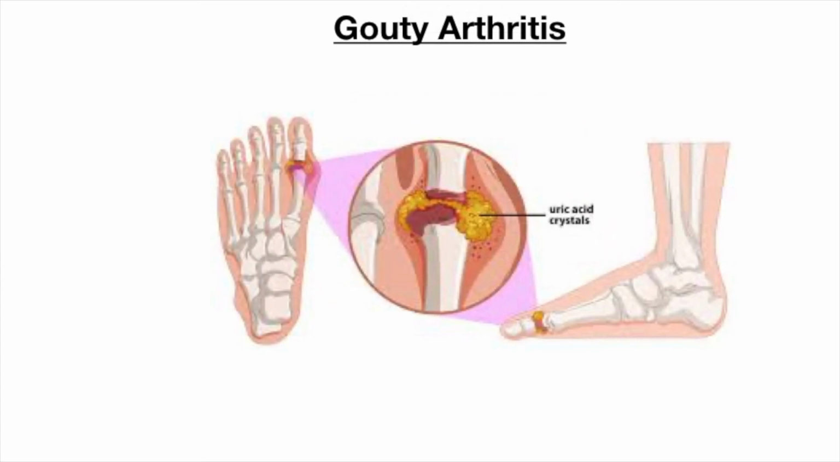Gout is a type of arthritis that causes inflammation, usually in one joint. Gout arthritis is caused by the deposition of needle-like crystals of uric acid in a joint.